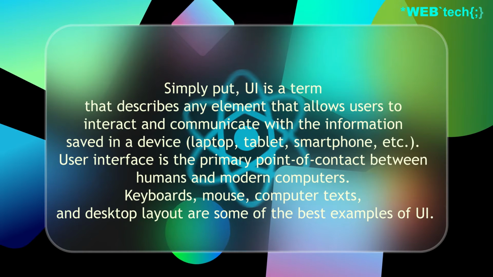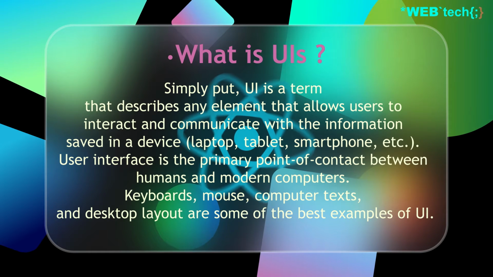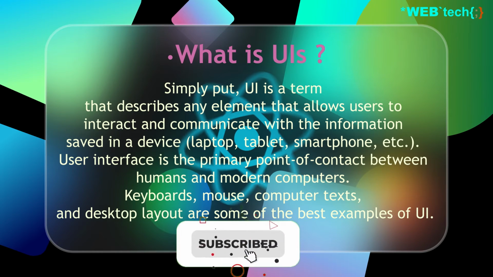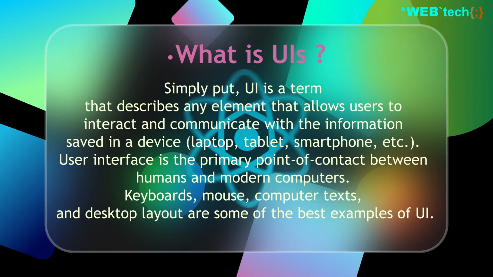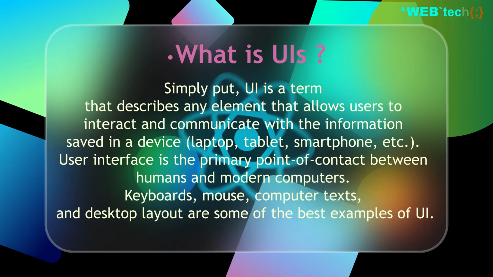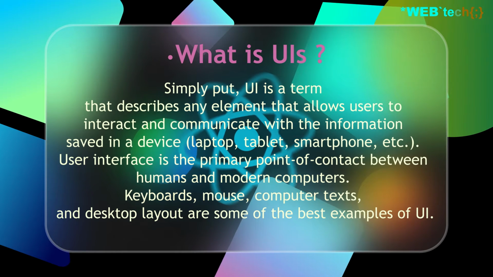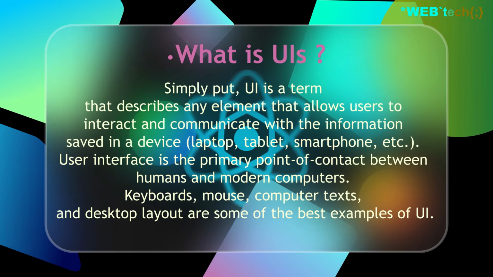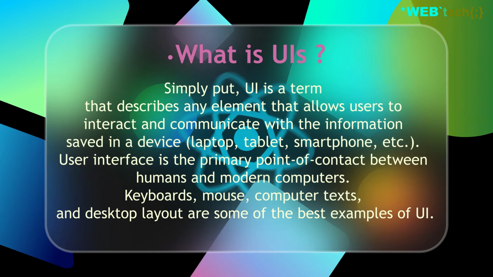So let's simply put, UI is a term that describes any element that allows users to interact and communicate with the information saved in a device like a laptop, tablet, smartphone, etc. User interface is the primary point of contact between human and modern computer. Keyboard, mouse, computer text, and desktop layout are some of the best examples of UI. I think now you got it. Let's know more about React.